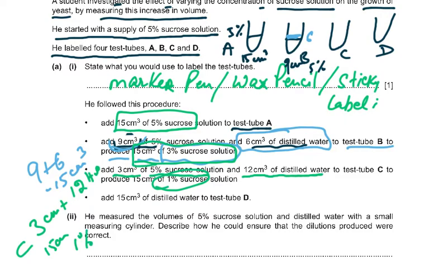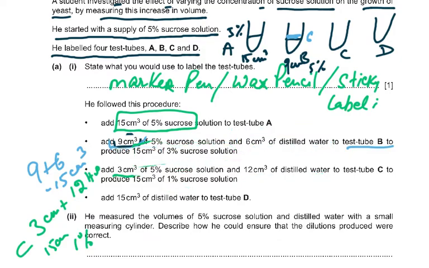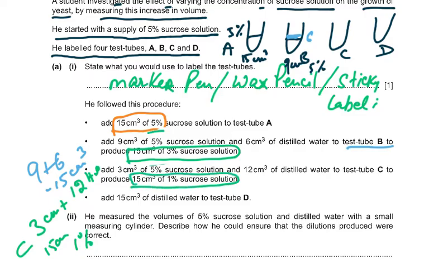So what do we have here? I'm just going to clear this up and then show it to you again. We have 15 cm cube of 5% sucrose, first one. The second one, we have 15 cm cube of 3% sucrose, and then 15 cm cube of 1% sucrose. And then you added 15 cm cube of distilled water, and this was the D one. So we have A, B, C, and D.